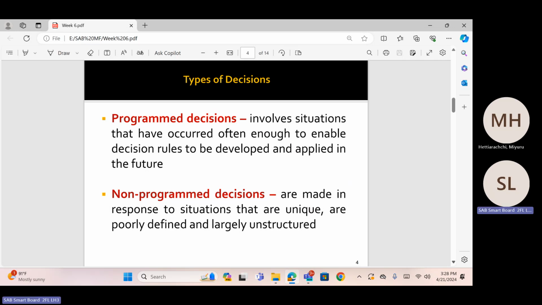Right. Planned, unplanned. Structured, unstructured. Short term, long term. Operational, strategic. Routine, non-routine. And some other similar words for that.